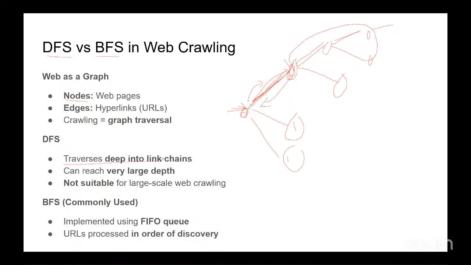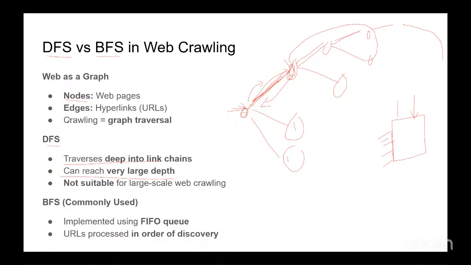We also discussed how DFS will work. It can reach very large depth. If you use depth first search, you continue going in depth, and the depth can be really, really big. And you also know that if you are doing DFS, then the call stacks are stored in a stack. So if the website is really big, you are continuously increasing your stack space. So it's not suitable for large scale web crawling.